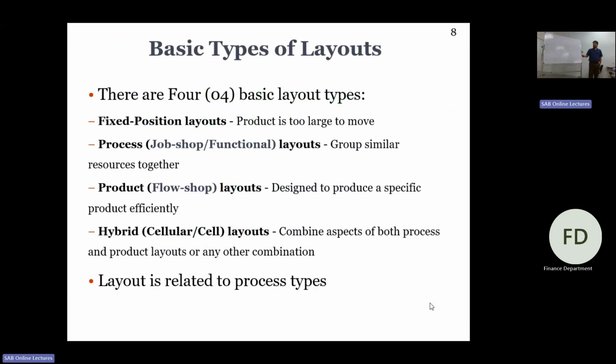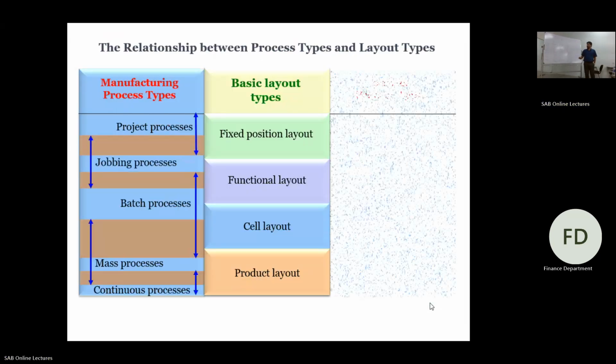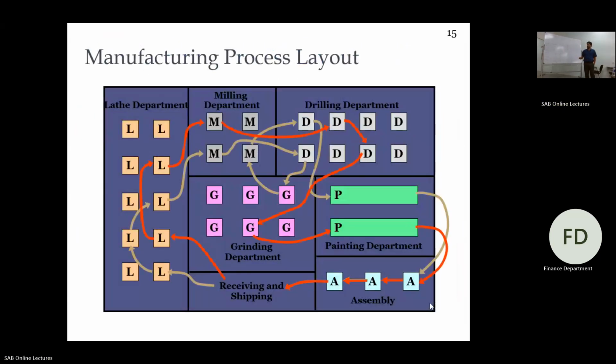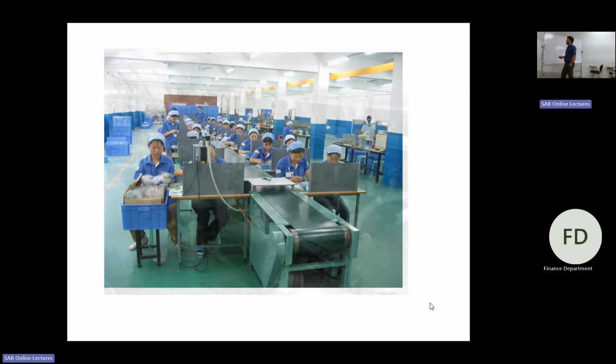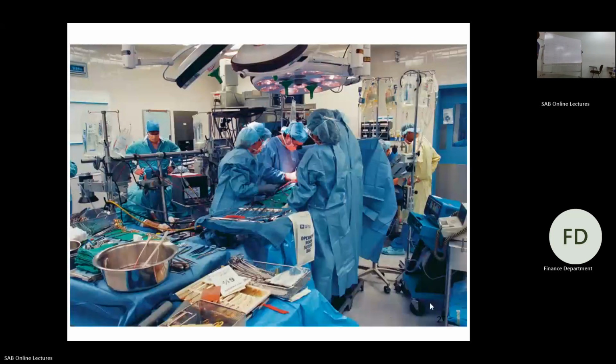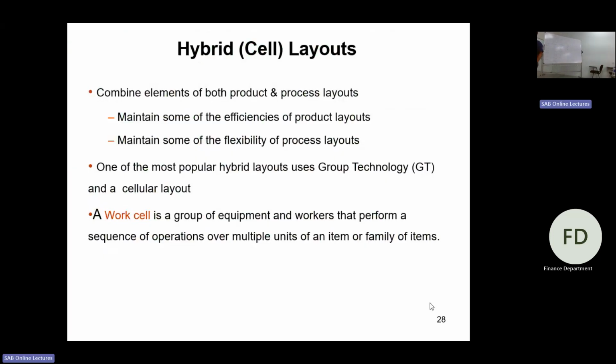We talked about process-oriented layouts, similar resources together. We talked about product-oriented layouts in a sequential manner, right? And then let me quickly introduce you to the third one. We call it hybrid layout. That has become more popular, more effective now. Right? Hybrid, also known as cellular. Hybrid layouts.